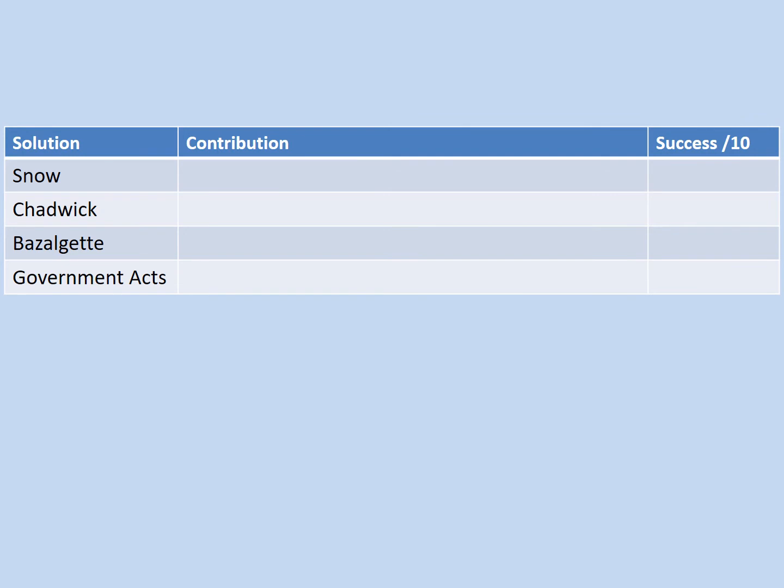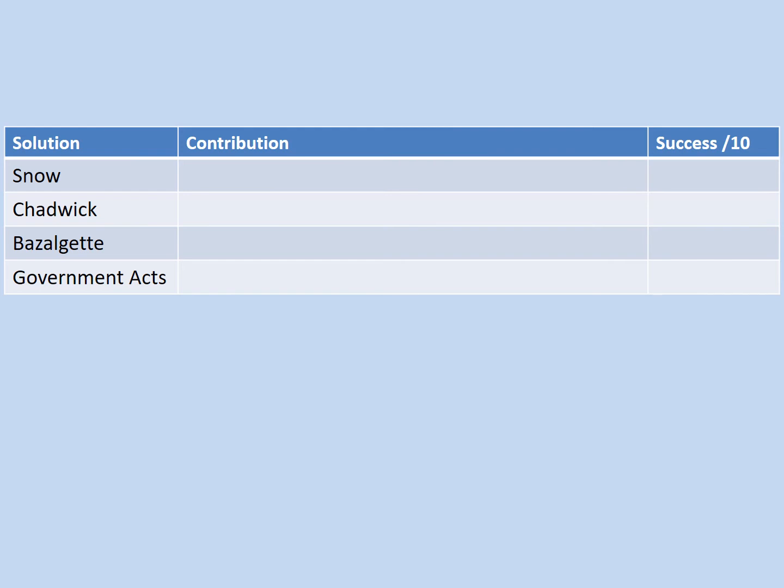Let's consider the contribution of each of these people. Note down the contribution of Snow, Chadwick, Bazalgette, and the contributions of Government Acts of Parliament. Then, just for the sake of understanding it in your own head, give it a success rating out of 10. This doesn't have a specific meaning, but just make sure that it's comparative, so you can indicate who was really successful and who was maybe less successful.